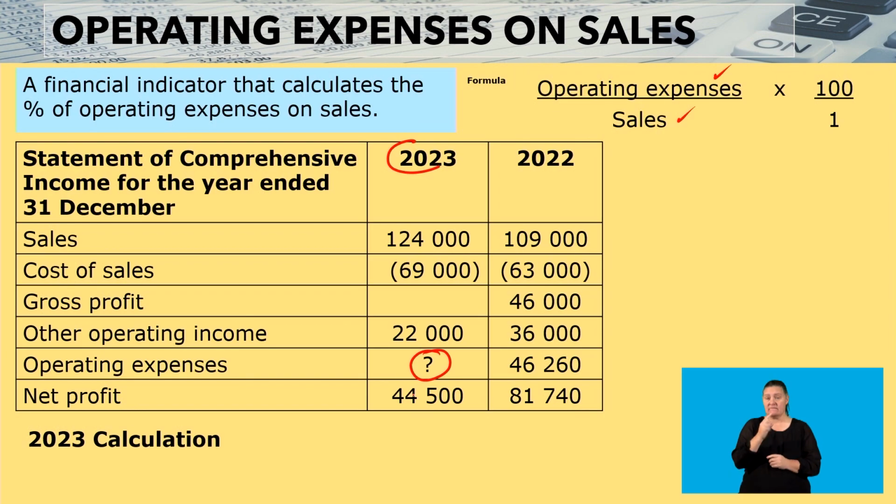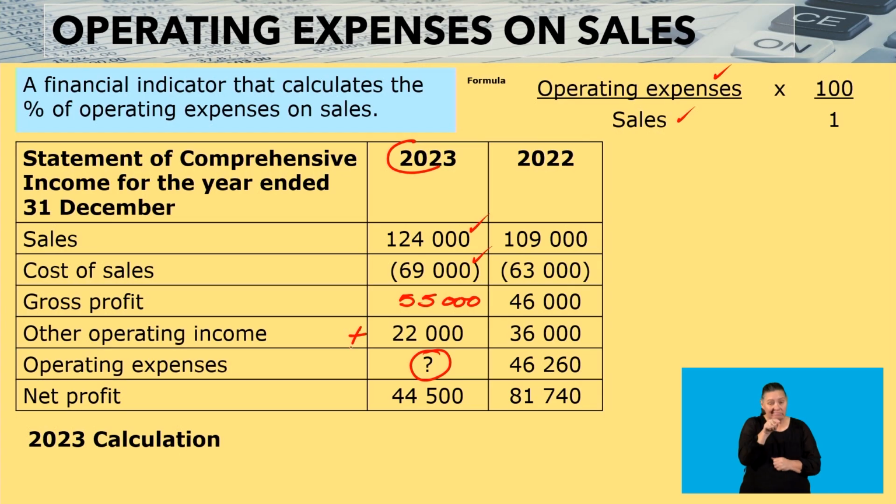The first step is to say our sales minus our cost of sales. That should give us gross profit. So we have 124,000 minus 69,000. How much do you get? You will get 55,000. Then you add other operating income, that is your 22,000. Then you get 77,000.